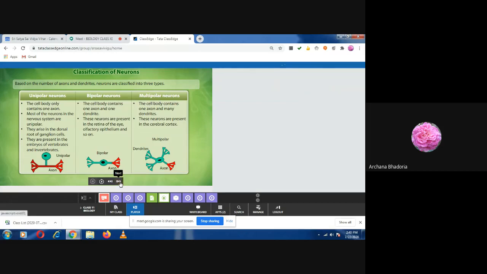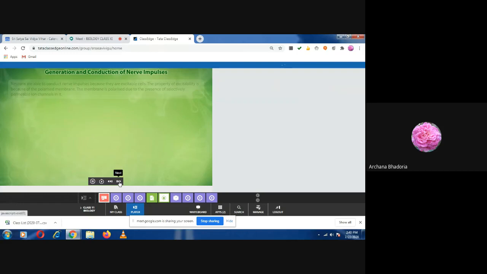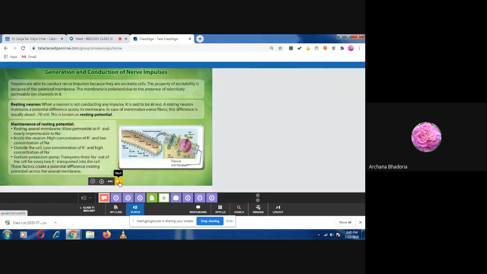Okay, shall I take up the next slide now? Generation and conduction of the nerve impulse. Now, how many students are remembering how the nerve impulse conduction takes place from one nerve cell to the other? Synapse, are you remembering? Yes or no?